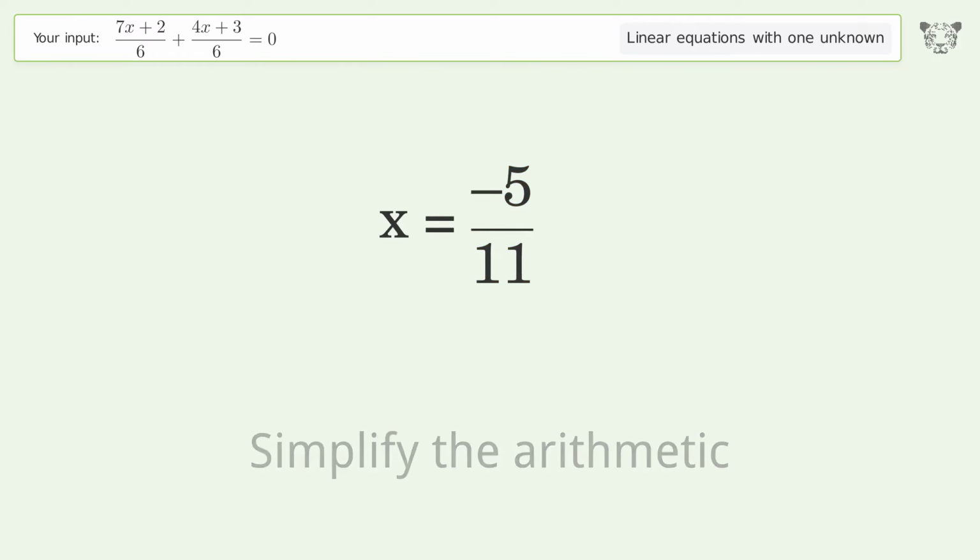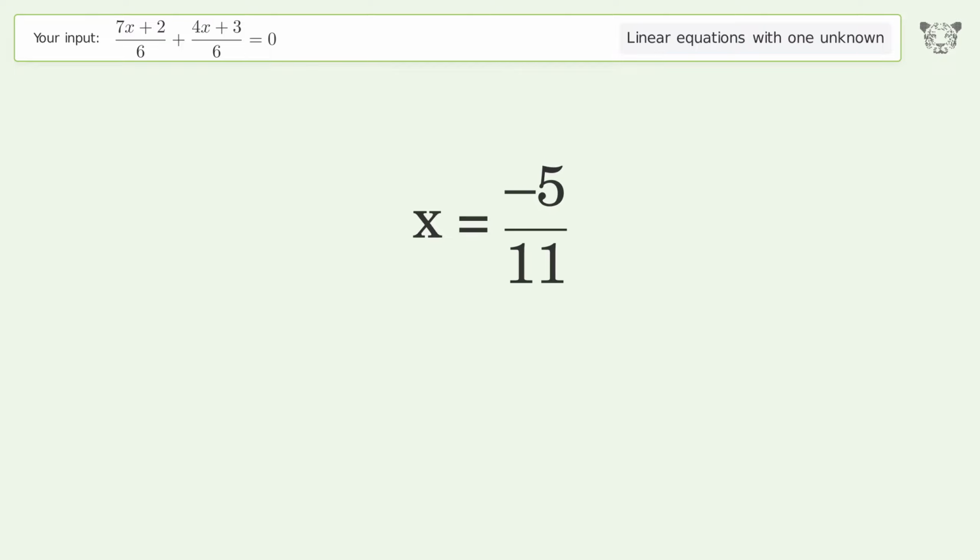And so the final result is x equals -5/11.